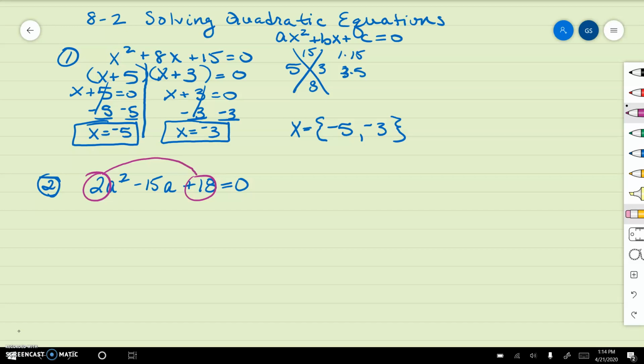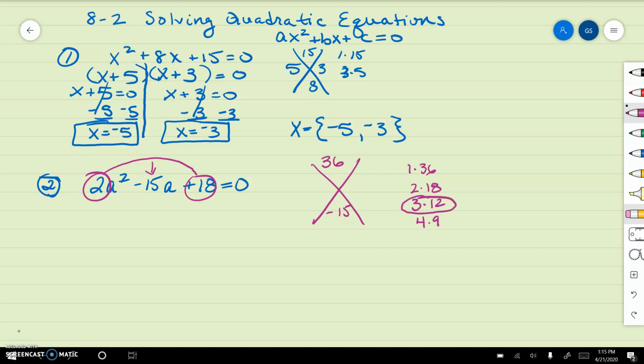First times last of the trinomial, don't circle the 0, is going to give you what you're going to put in the x. So when we do 2 times 18, we get 36. We put that in the top. The bottom is still the middle term, so it's negative 15. Factors of 36, there's a lot of them. 1 times 36, 2 times 18, 3 times 12, 4 times 9.